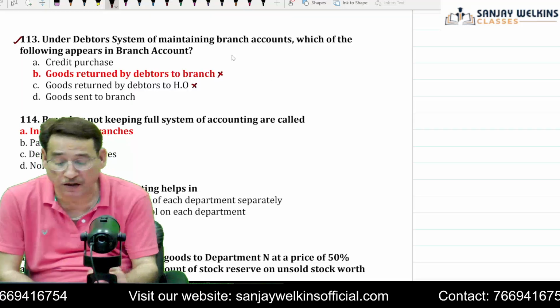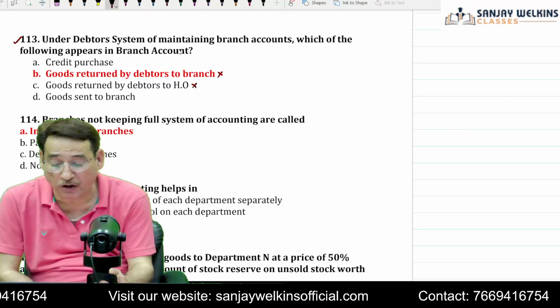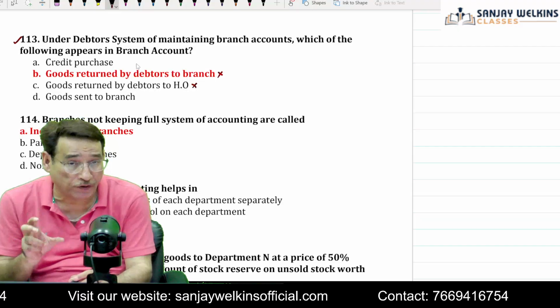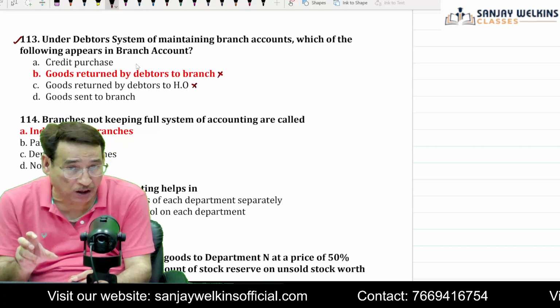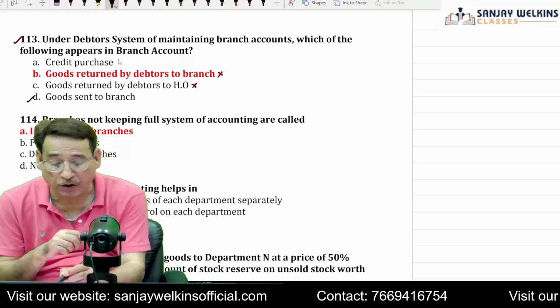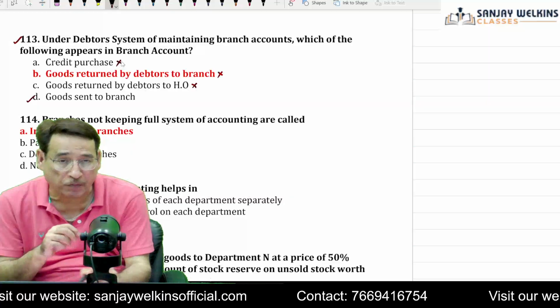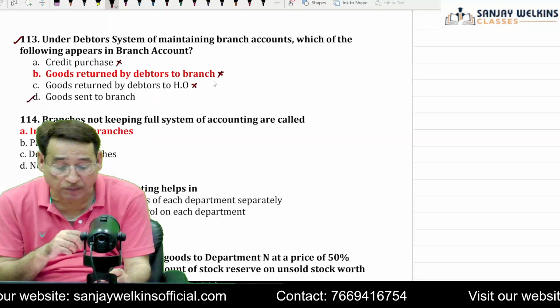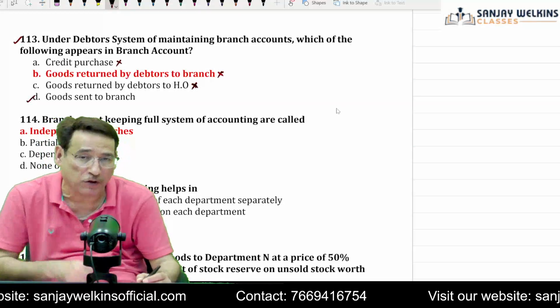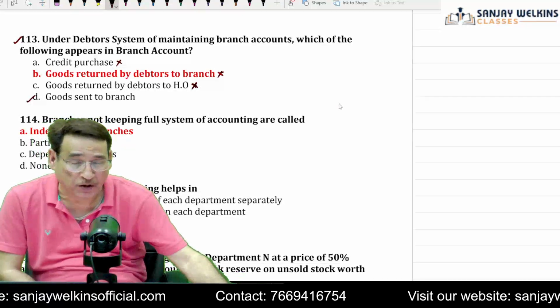It states that under debtors system of maintaining branch accounts, which of the following appears in the branch account? Which of the following will appear in branch account under what we call the debtors system? Only goods sent to branch account will appear. We know that credit purchases will not appear. Similarly, goods returned by branch debtors will not appear. Similarly, goods returned by debtors to head office will also not appear. So goods sent to branch account is your correct answer.